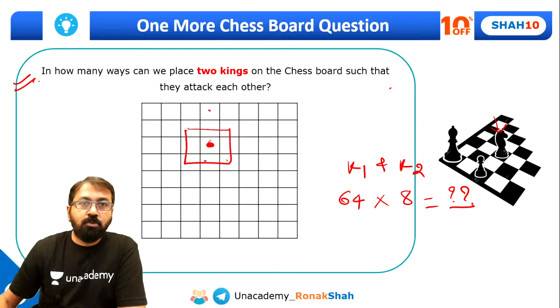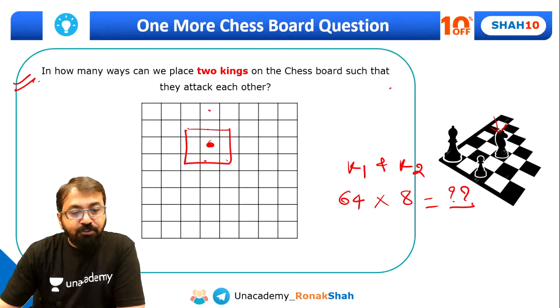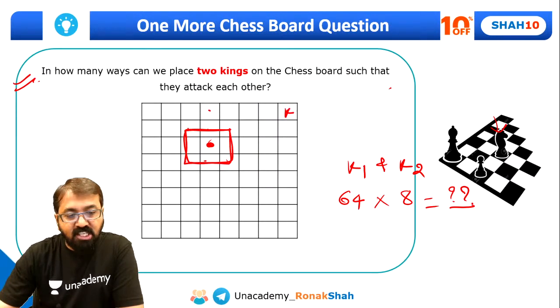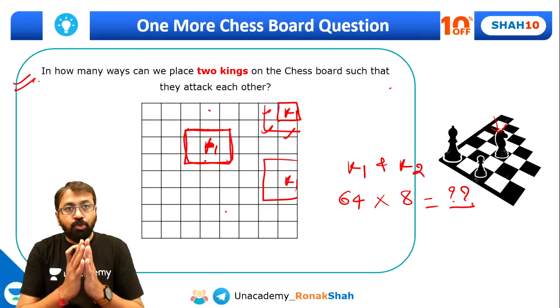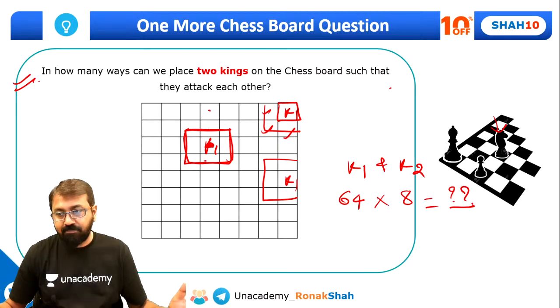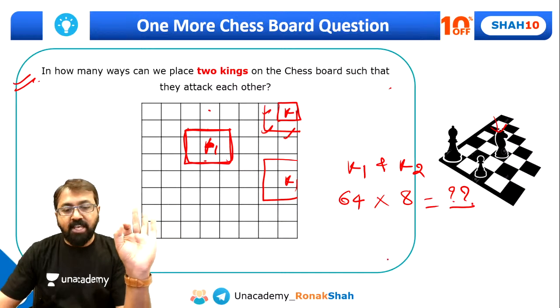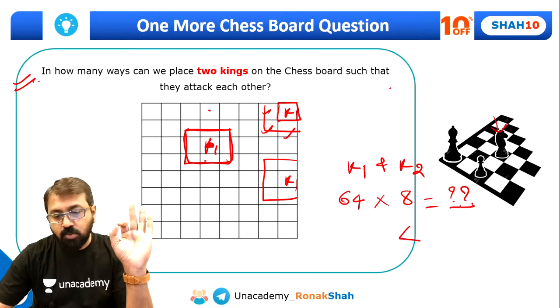Yes, exactly what Sumit Nandi mentioned, guys. If the first king is somewhere in the middle squares, then the second king can be placed in any of the 8 squares. But what if the first king is over here? Then for the second king, you have just 3 squares. Are you getting this point? Same way, what if this first king is over here? Then for the second king, you have just 5 squares and so on and so forth. So you will have to segregate the cases. But please understand, total number of ways will surely be less than this value.